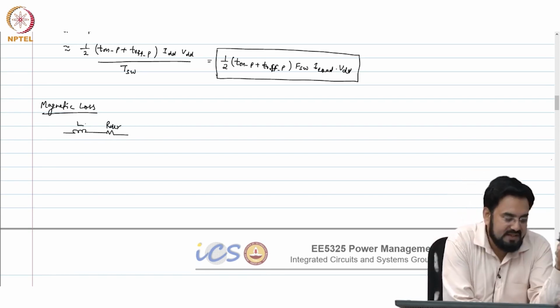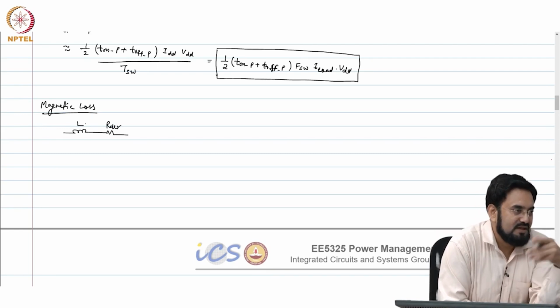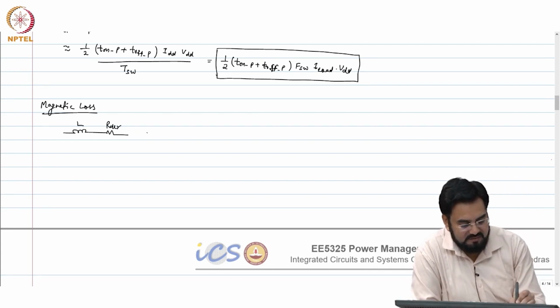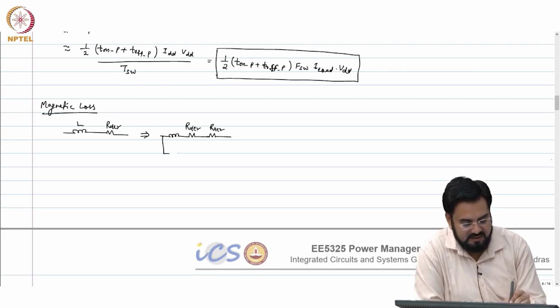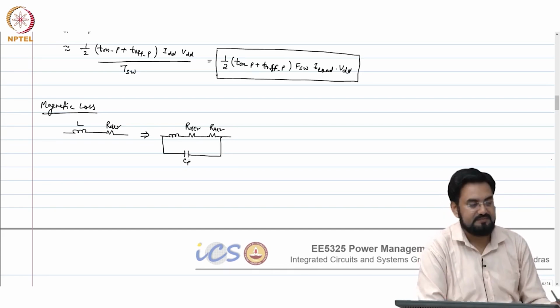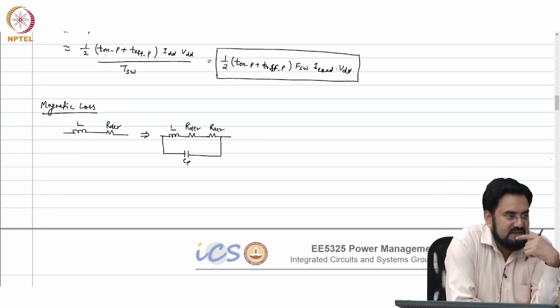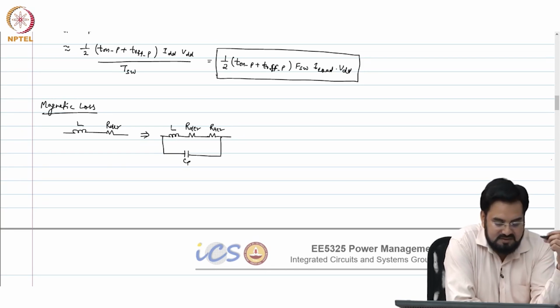Usually, so far we had been considering only this RDCR, but in reality this is not true. This is for a DC model, but if you look at an AC model, it will have one more resistance, and it will have a parasitic capacitor also, Cp. This is the actual model of the inductor when you start considering magnetic losses.